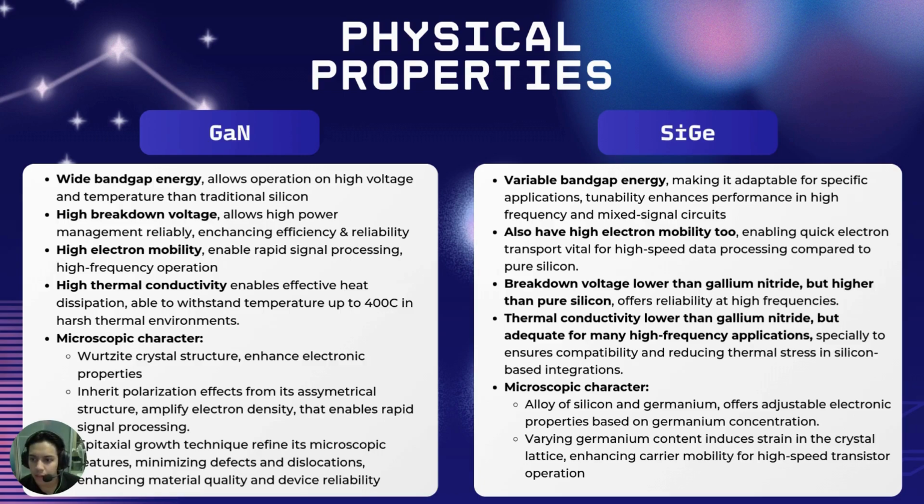Next, it's the thermal conductivity. Silicon germanium thermal conductivity is around 60 watt per meter Kelvin, which is lower than gallium nitride, but adequate for many high frequency applications. Effective thermal management techniques maintain performance in high speed operations, and also its expansion coefficient aligns with silicon, ensuring compatibility and reducing thermal stress in silicon based integration.